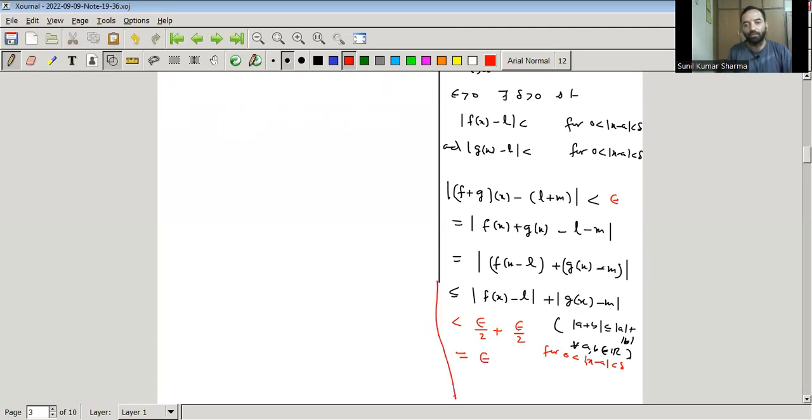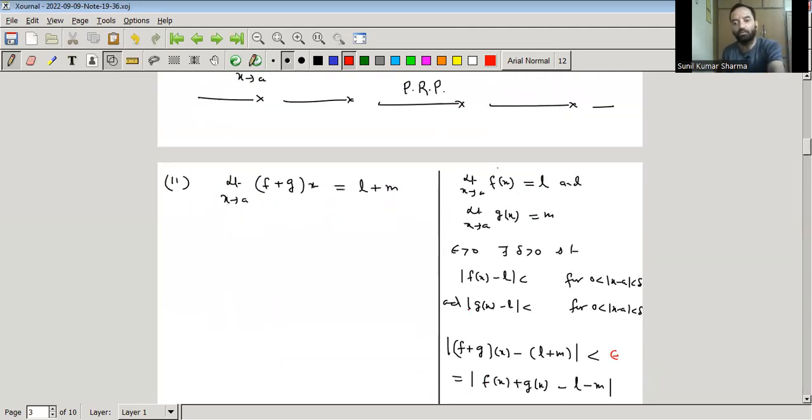Okay? So now we write the proof. Limit x goes to a, f(x) is equal to L, and limit x goes to a, g(x) is equal to M. This is given.